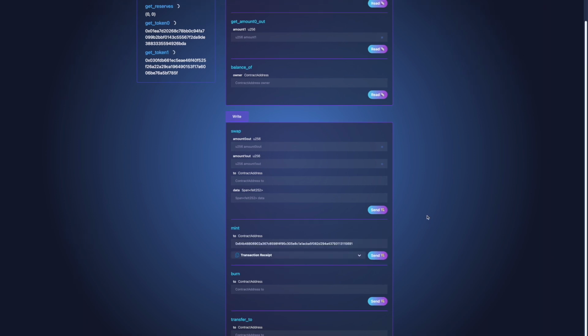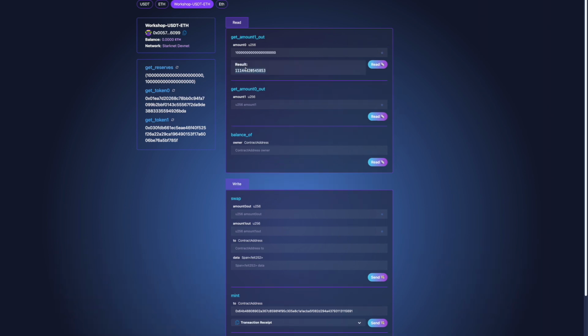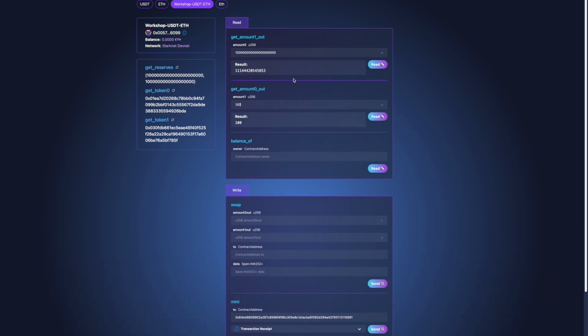Let's see, right? Now we see that the reserves have changed. Now we have these reserves. And let's try to see what is the amount out for ETH. If I pass, let's say 100 USDT, how much ETH do I get? Okay, so I will get this amount of ETH if I pass this amount of USDT. Now, if I pass, let's say this amount of ETH, I'm gonna get a certain amount of USDT, right?